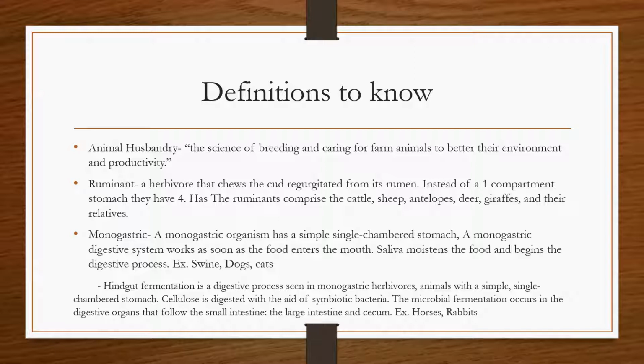And then on a branch note from that, hindgut fermentation is a digestive process seen in monogastric herbivores, so animals with a single, simple chambered stomach. However, they use cellulose, and it's digested with the aid of symbiotic bacteria. Microbial fermentation occurs in their digestive organs that follow the small intestine. So they have a large intestine, but they also have something called a cecum. That is horses and rabbits.